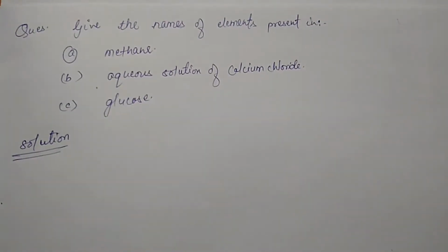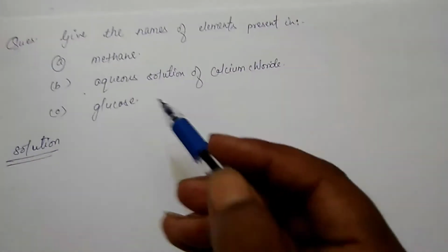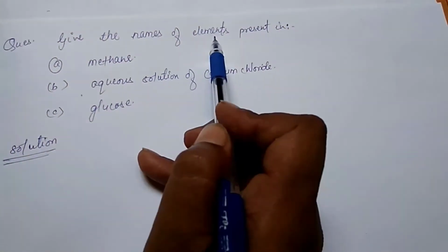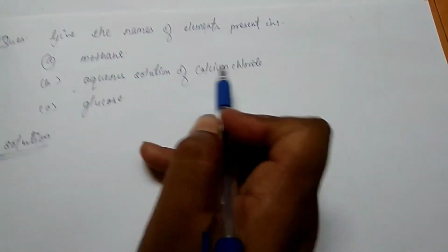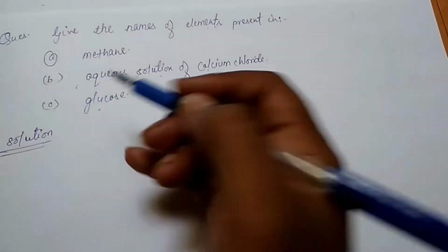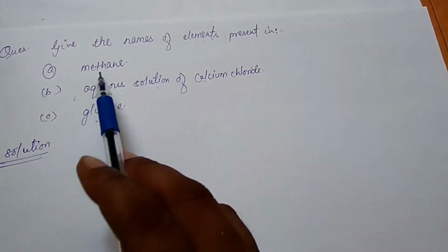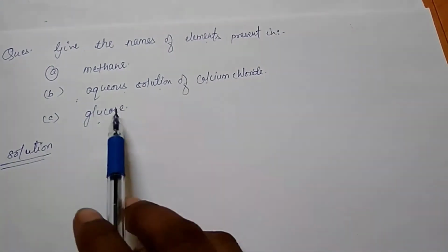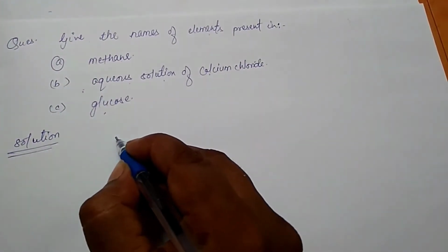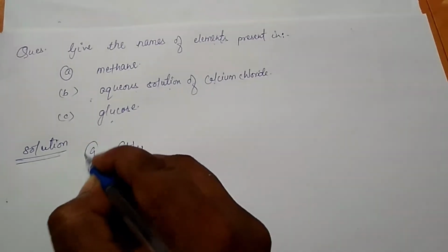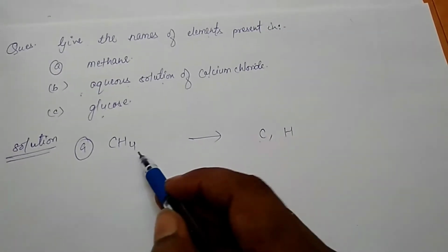Now we are going to solve the questions on the basis of compounds. Okay, see children, give the name of elements present in methane, second, aqueous solution of calcium chloride, and C, that is glucose. It means we have to find out which elements combine to make the compounds methane, calcium chloride and glucose. Clear children? Methane, the formula of methane is CH4. It means carbon and hydrogen are present in this compound.